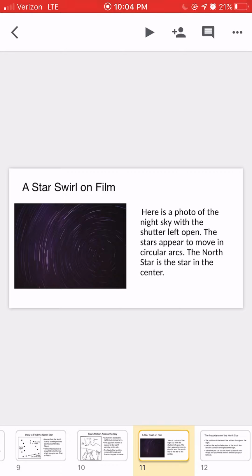A star swirl on film. So here's a photo of the night sky with the shutter left open. The stars appear to move in circular arcs. The North Star is the star in the center. So today we're going to be talking about the North Star. And that little bright light in the middle is the North Star.